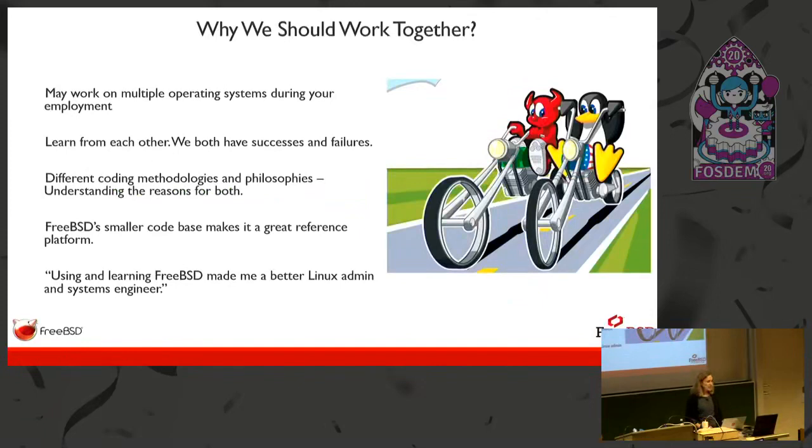So this slide I like to use when I go to a Linux conference for people who are new to FreeBSD. And I love this graphic, and I don't know who did it, and I wish I did, because I'll probably someday get in trouble for using it. But it's showing us working together, and so why should we work together?